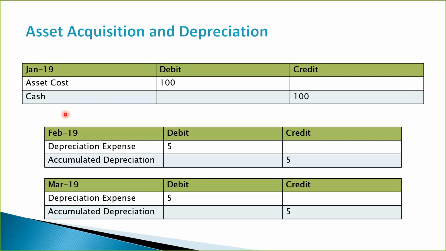So you're adding an asset. To add an asset, you debit, right? The account is asset cost, okay? And finally, you're going to pay for that asset and you're going to credit your cash account. So this is the accounting that's created for asset addition as a whole. What about depreciation?